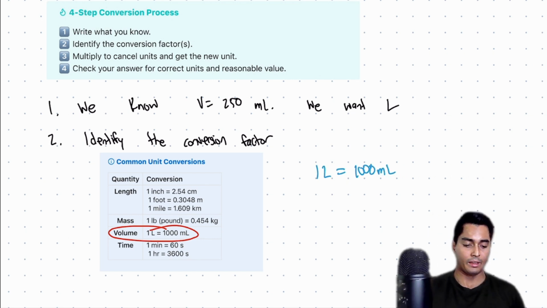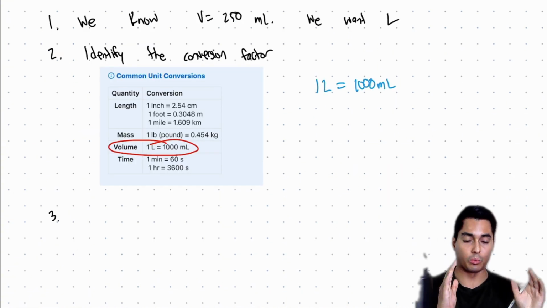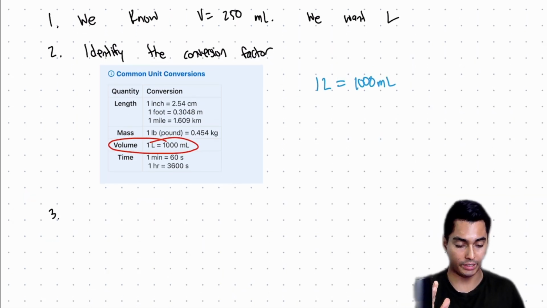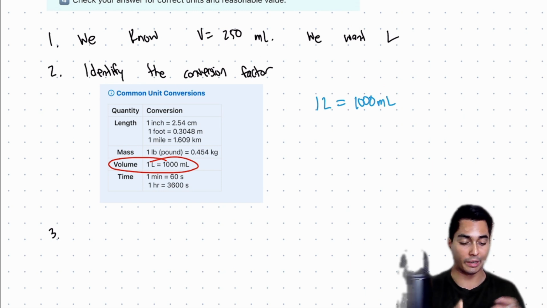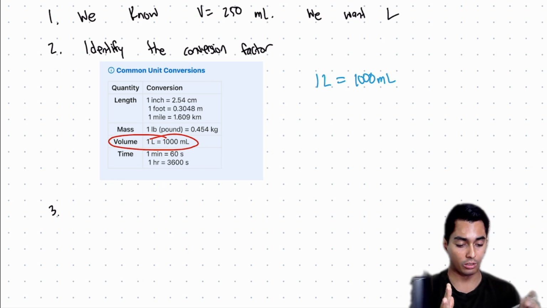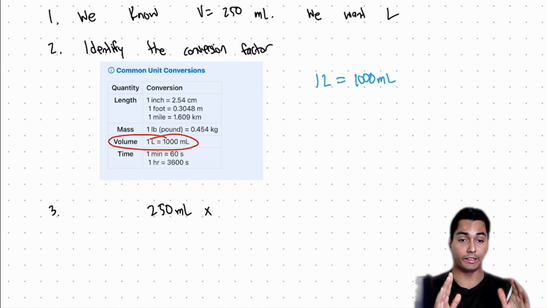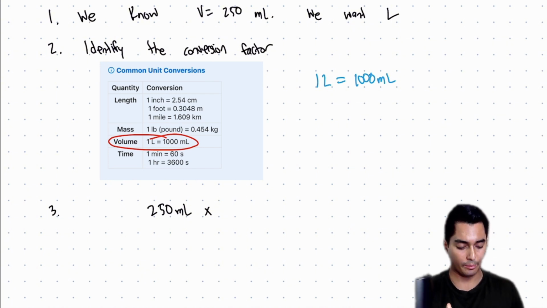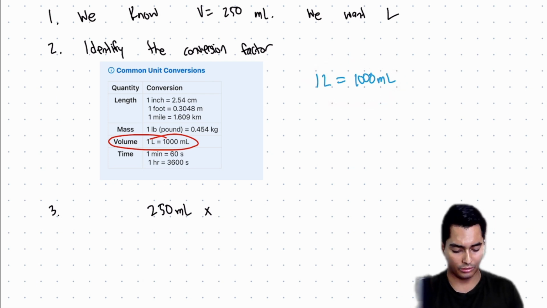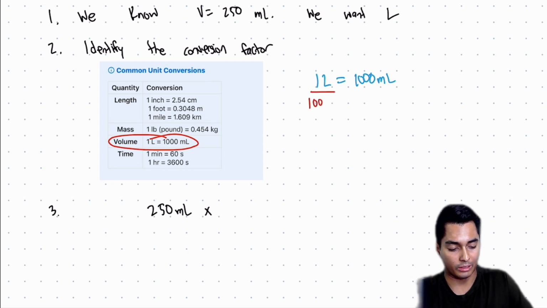All right, and so now we're going to combine these two for step 3. We're going to multiply to cancel out the units. I'm going to start with what we know. This is where it takes a little bit of practice to figure out what to do. Do we multiply? Do we divide? I'm going to start with 250 ml, and then I'm going to multiply. But I know that my conversion factor says that 1 liter is 1,000 ml. I'm going to divide both sides by 1,000 ml here.